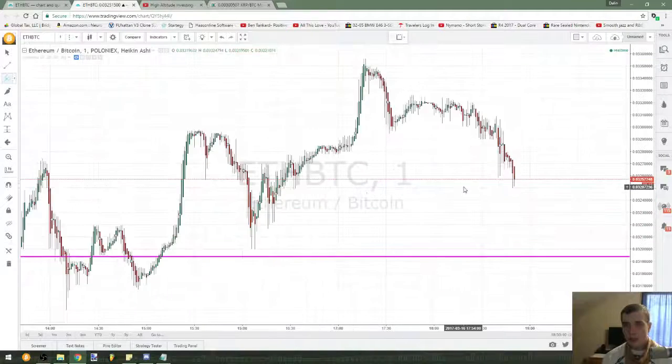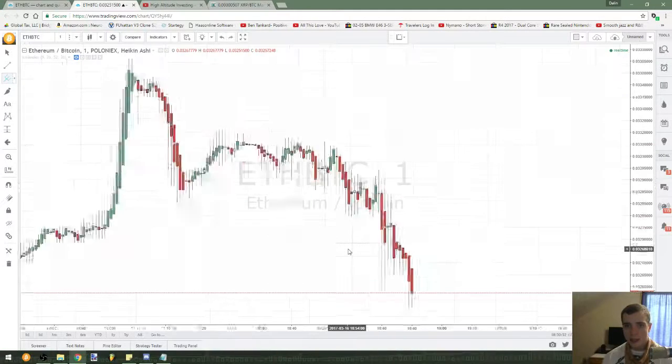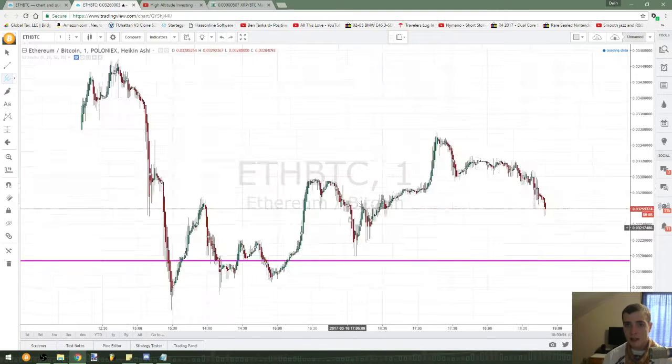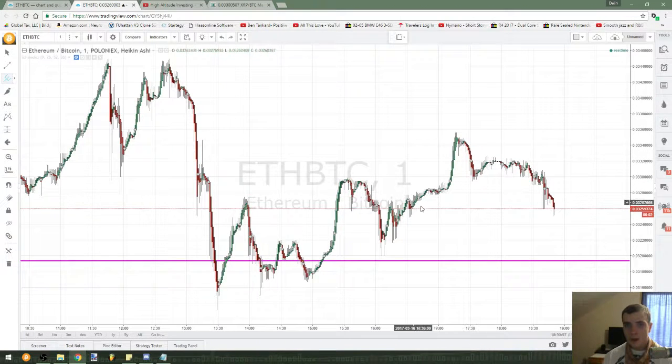See, if we're looking at the 1 minute candlesticks, this looks pretty bearish. This looks like it's pulling down right now. It also dumped pretty hard right here earlier.